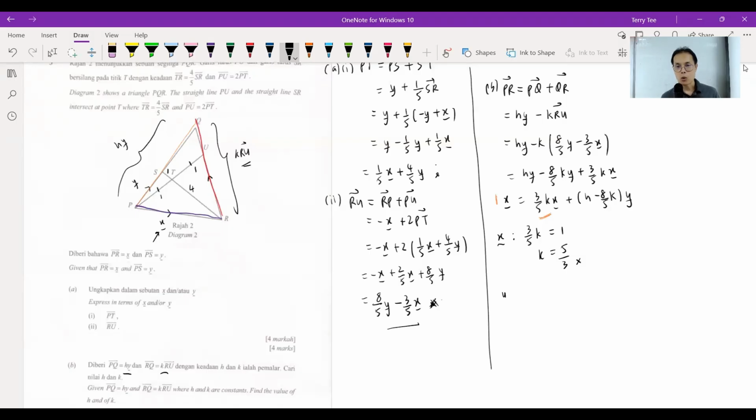Then we compare the coefficient of y. Let me highlight here the blue one. Now, you notice on the left-hand side, you have no terms in y. So if you want, you can add in 0y. There's no y here. So we take h minus 8 over 5k. The result is 0. H is 8 over 5 times k. Now, since k we know is 5 over 3, cancel the 5, h will be 8 over 3.